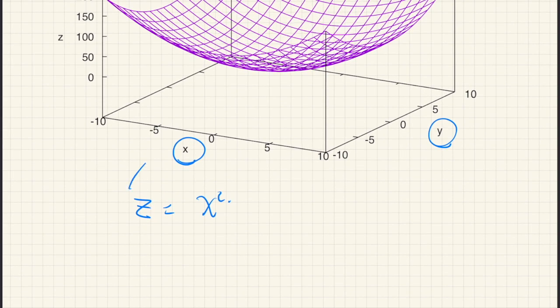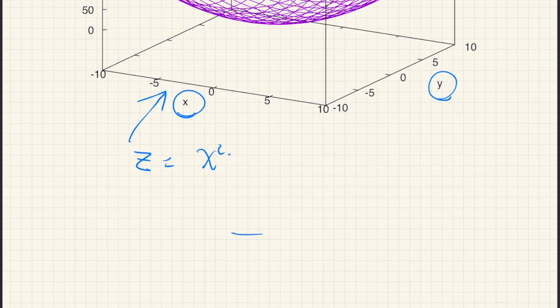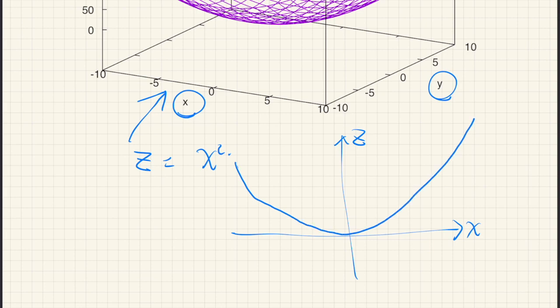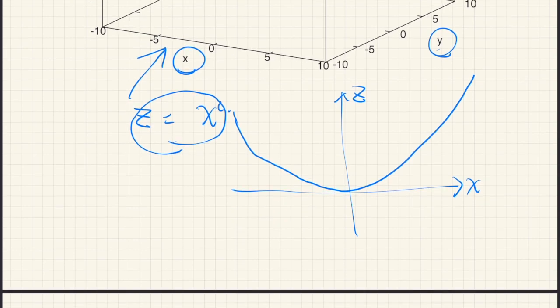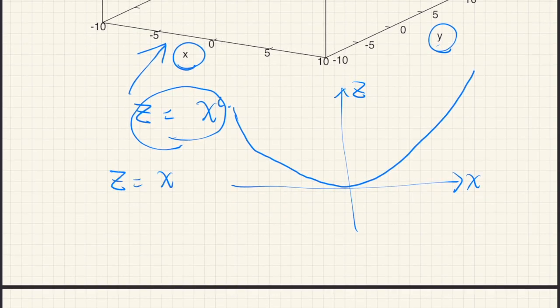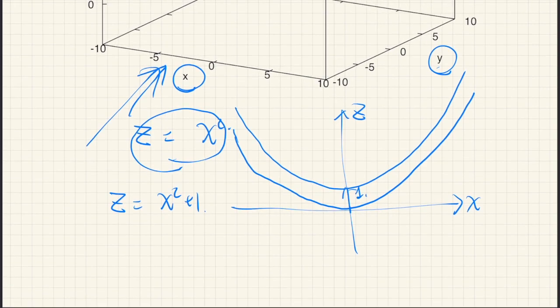So if you look from this direction, it will look like this. So x and z and something like this. Just a well-known quadratic curve. And if you fix y to another value, for example, 1, then we have z equal to x squared plus 1. So the graph from this direction will look like this. So we shift by 1, and so on.